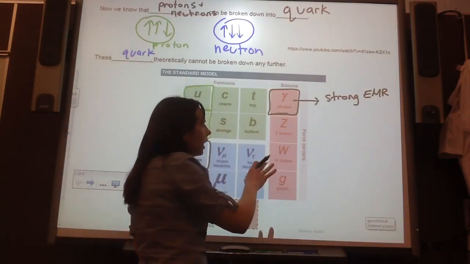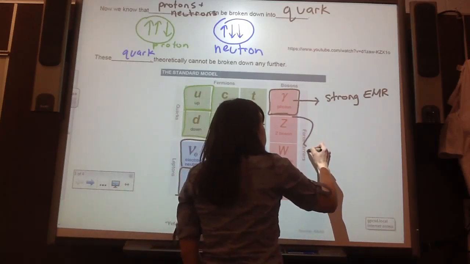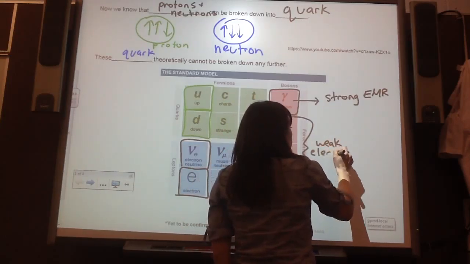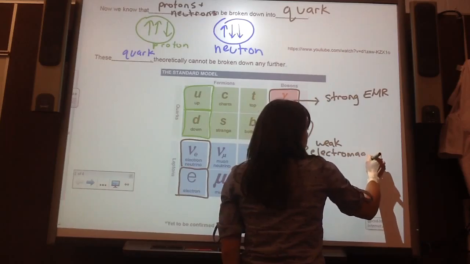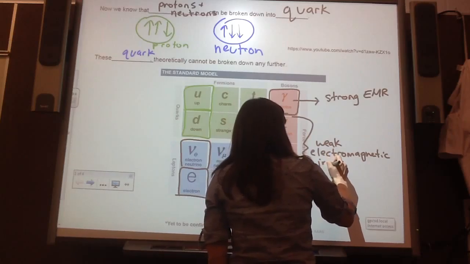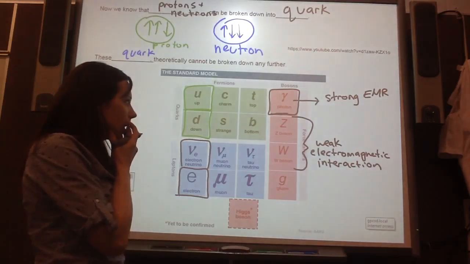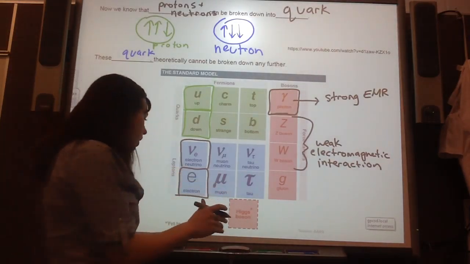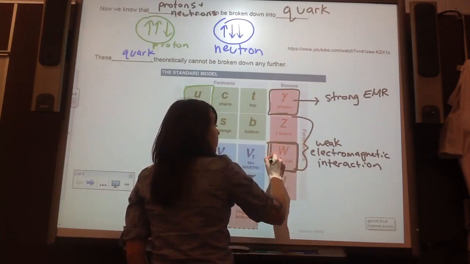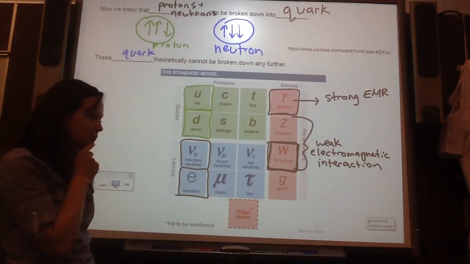Now, the Z and the W's are called bosons, okay? These bosons carry the weak interaction. And we'll see in our lesson that we need to know a little bit about the W boson. I'm going to show you where that fits in. So you need to know about the W boson, so I circled that one too.